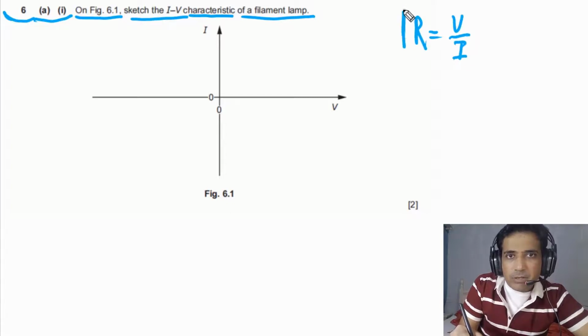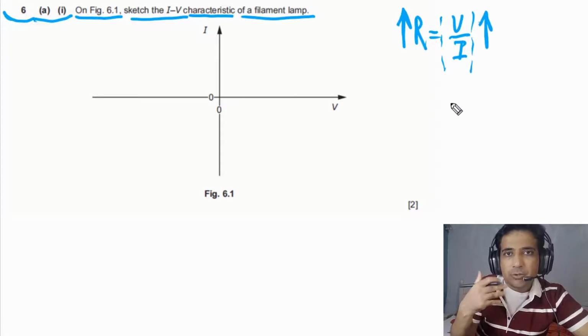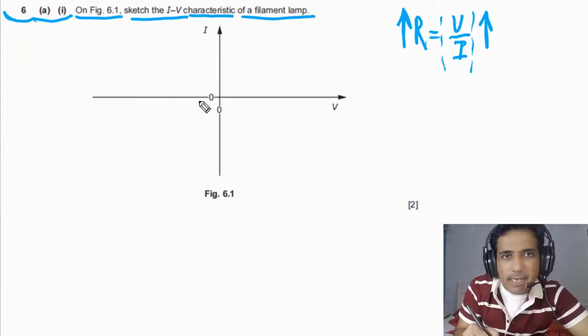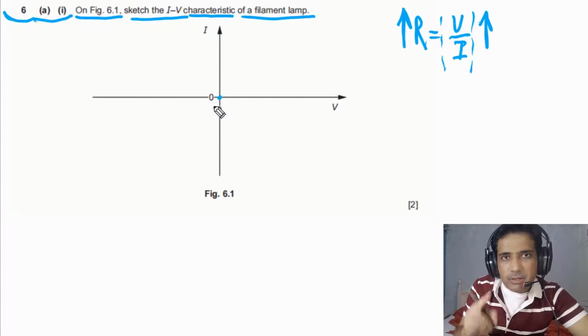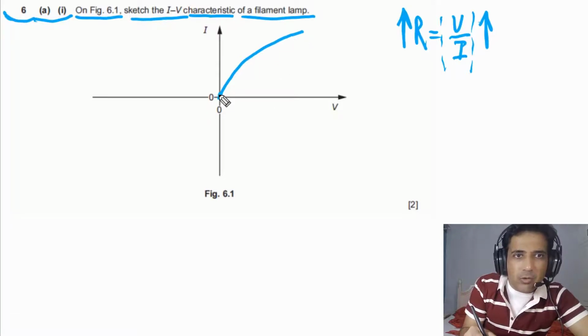If resistance increases with voltage, it simply means that the ratio between V and I also has to increase. Means the ratio between these two quantities also has to increase with voltage. Now let's try to sketch the IV curve using these concepts. We have discussed that as V increases, resistance increases. It simply means that the gradient of the curve has to decrease with increase in V. So this is how we can sketch.